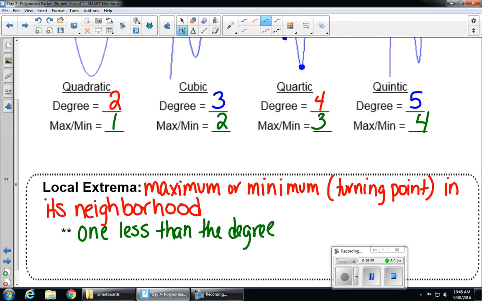So if I have a cubic function is degree 3, I can have up to 2 max and mins, or up to 2 local extrema. Just like I can have up to 3 zeros, or up to 3 x-intercepts. So that's our shapes of polynomials, how they relate to the degree, which is also related to our zeros or x-intercepts, as well as the local extrema.